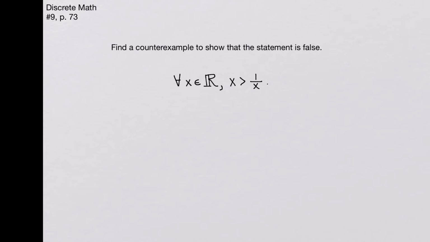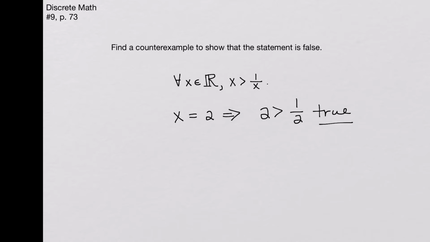Now I can try plugging in a number, let's say x is equal to 2. Then this would give us 2 is greater than 1 over 2, which is a true statement. So that's not a good counterexample. It gives me something that's true. So there's a couple of ways I can go about finding a counterexample.